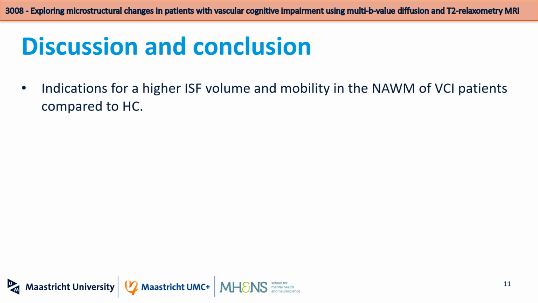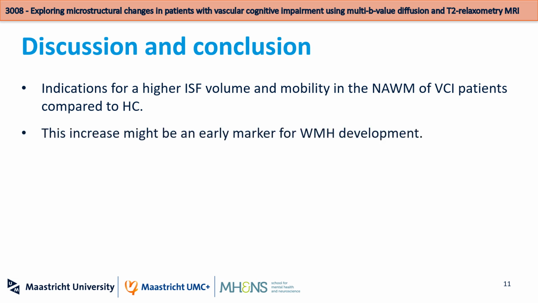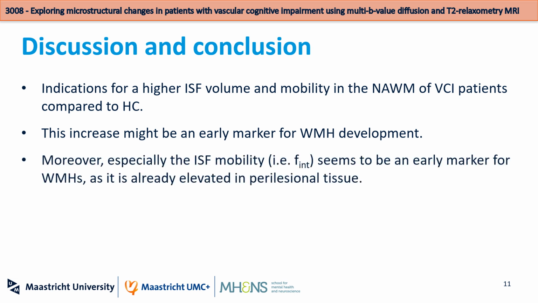To conclude, this study provides indications for higher interstitial fluid volume and mobility in the normal appearing white matter of VCI patients compared to healthy controls. This increase might be an early marker for white matter hyperintensity development. Moreover, especially the ISF mobility, so the one that we assess with the multi-B value sequence, the intermediate component, seems to be an early marker for white matter hyperintensities as it is already elevated in perilesional tissue.